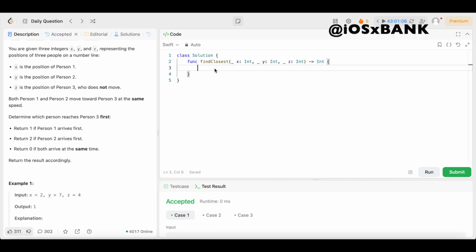So first thing we're going to do is compare the absolute difference between z and x and z and y. So we're going to say if ABS, open up the parentheses, z minus x, come outside of that, is less than ABS, open up the parentheses, z minus y, then we are going to open up the brackets and return 1.